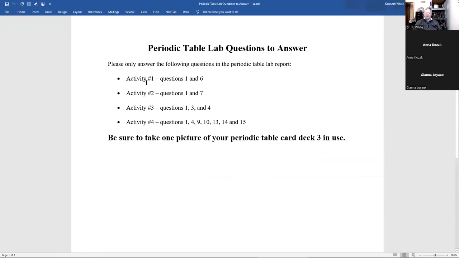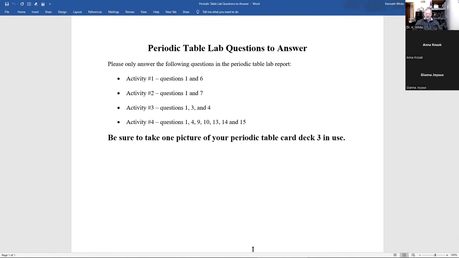All right. For activity one, in the lab report, which I'll show you, you only have to answer questions 1 and 6. For activity 2 in the lab report, only 1 and 7. Activity 3, only questions 1, 3, and 4. And activity 4, that is questions 1, 4, 9, 10, 13, 14, and 15. So it's not that hard. You should be able to knock this off in about 24 hours of work. No, I'm just kidding. It shouldn't take that long.